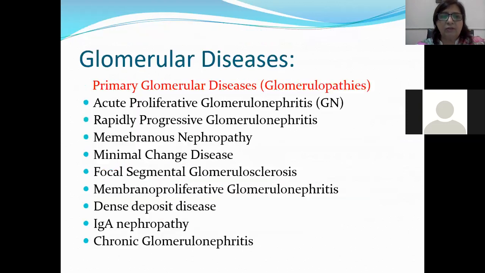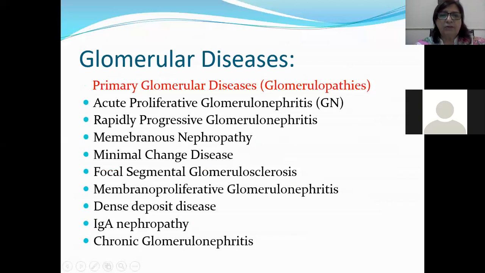Next, we are going to do glomerular diseases. They are very important from your exam point of view, and from your viva point of view as well. There are primary glomerular diseases, there are secondary glomerular diseases, and there are glomerular diseases which are because of metabolic disorders. So first, I'm going to give you a list of glomerular diseases, and then I'm going to explain them one by one.